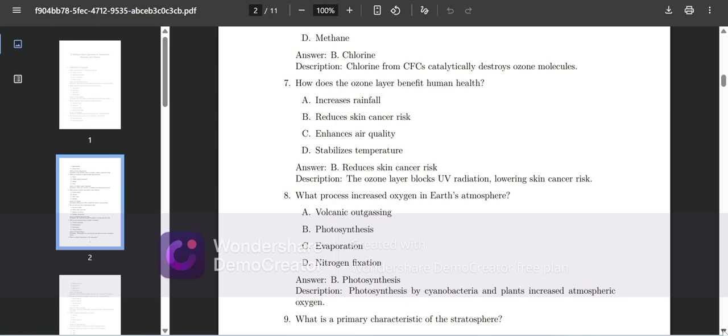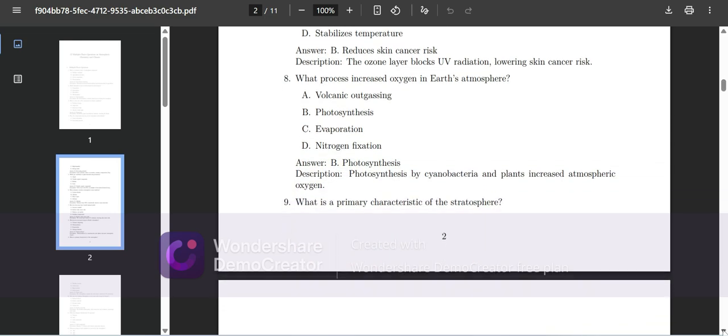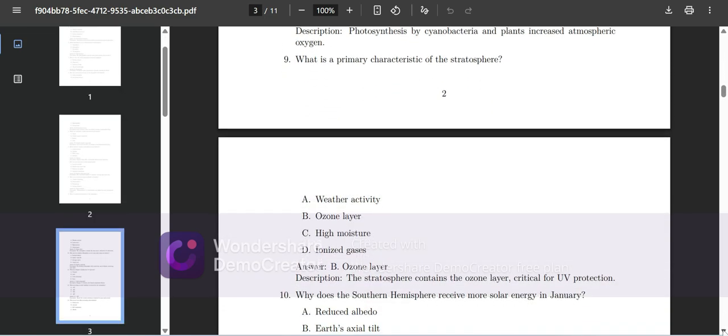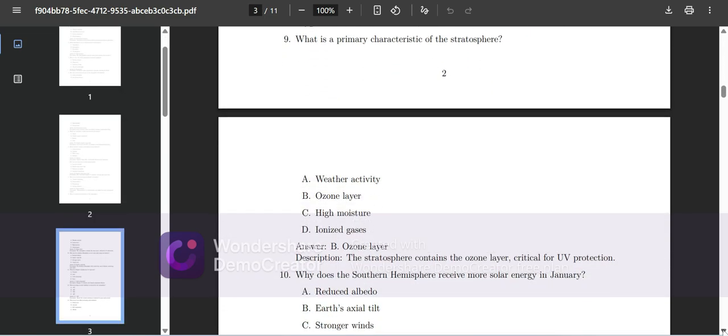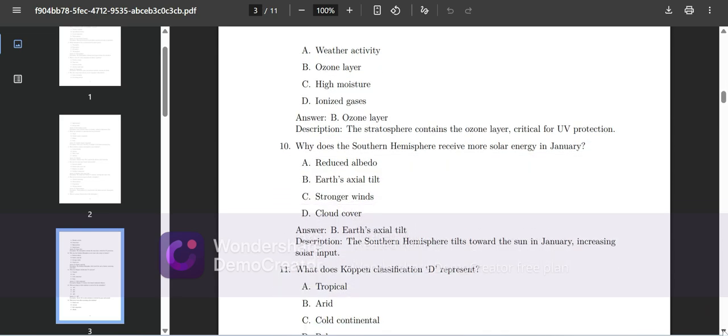What process increased oxygen in Earth's atmosphere? Photosynthesis. Photosynthesis by cyanobacteria and plants increased atmospheric oxygen. What is a primary characteristic of the stratosphere? Ozone layer. The stratosphere contains the ozone layer critical for UV protection.